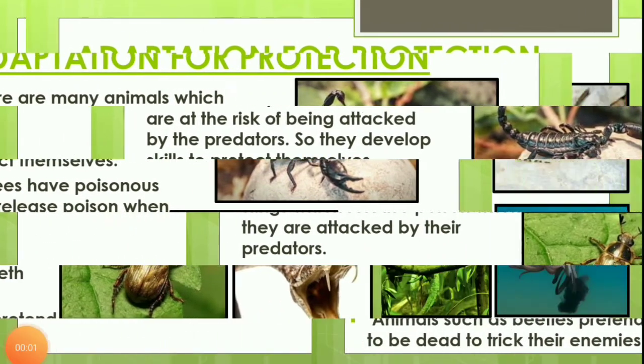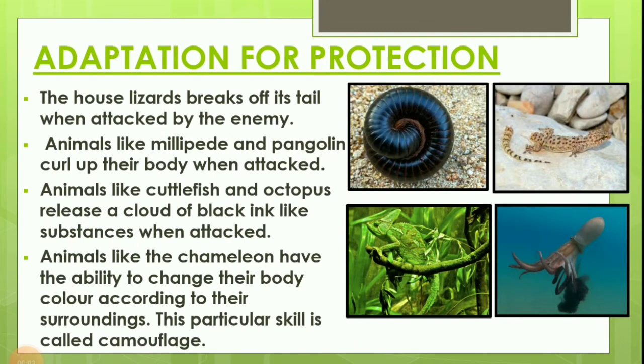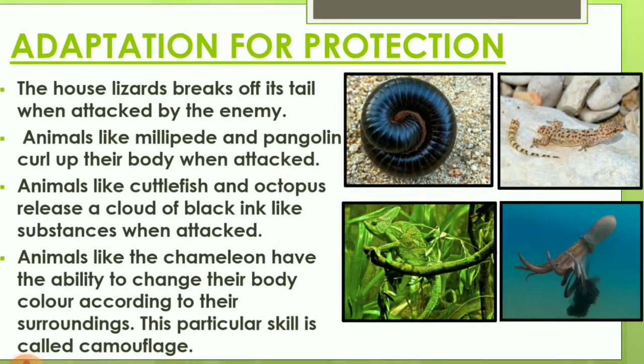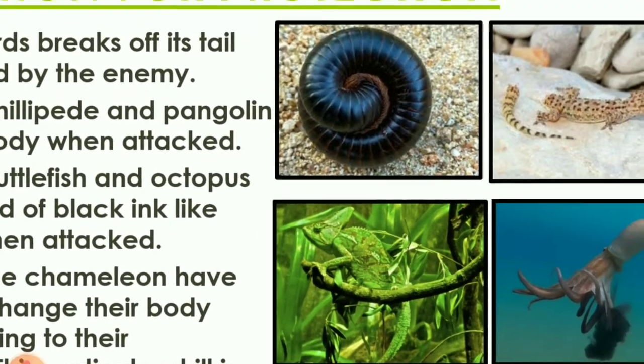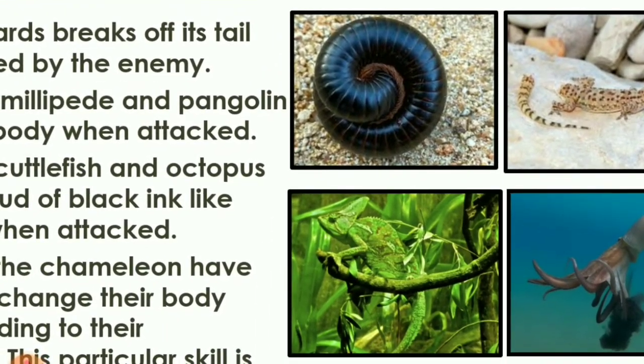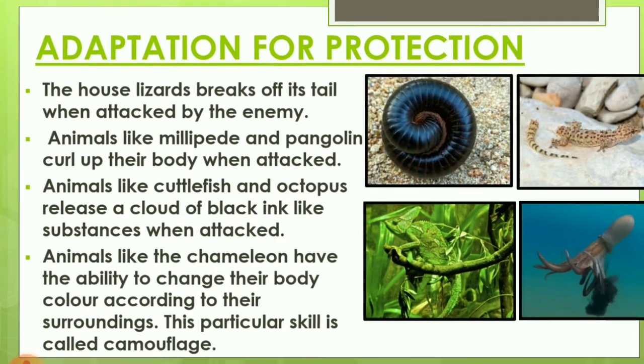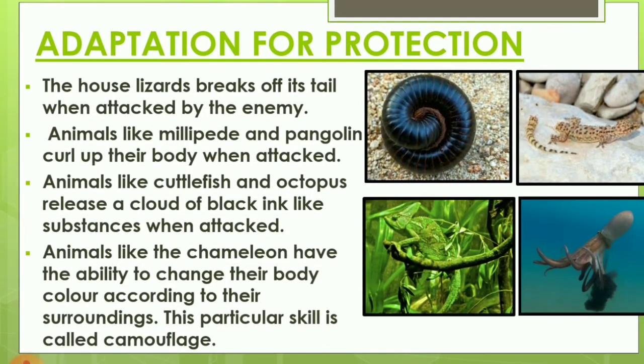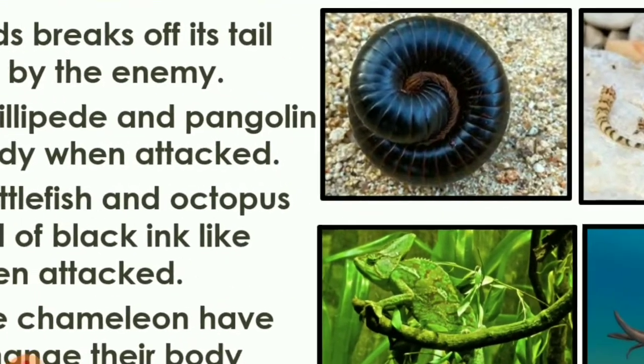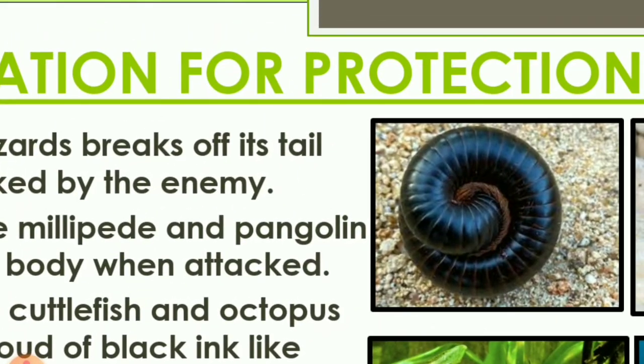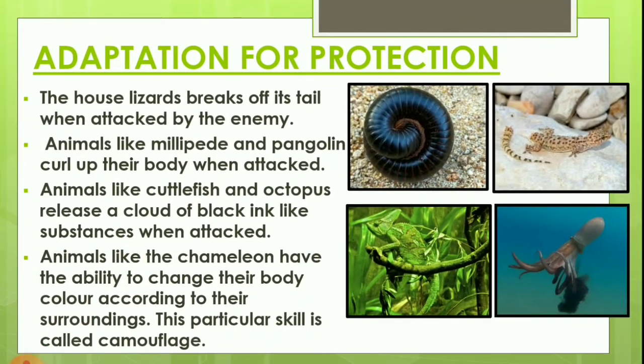नेक्स्ट इज The house lizards break off its tail when attacked by the enemy. जब भी lizard, house lizard पे attack होता है, they break the tail to escape. Animals like millipede and pangolin curl up their body when attacked. जो animals होते हैं like pangolin and millipede, they curl up their body को पूरा curl कर लेते हैं. and जो भी इनका enemy होता है उसको ऐसा लगता है कि ये कोई और creature है, और ऐसे ये अपने आप को protect कर लेते हैं.